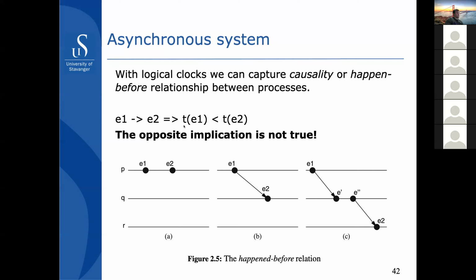This line here says if event 1 is before event 2, this implies the time on E1 must be lower than on event 2. But the important thing to notice here is that we cannot do the opposite implication.